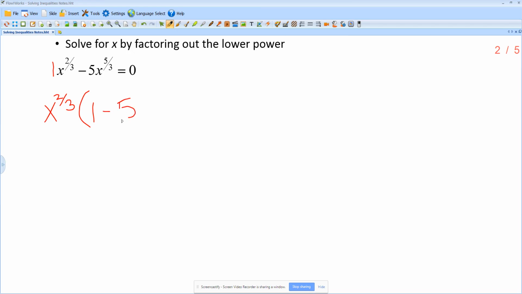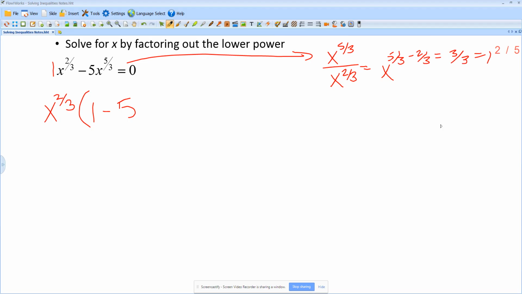Minus, we know we'll have that 5. And again, x to the 5/3 and x to the 2/3. What you're doing is x to the 5/3 over x to the 2/3, which means you'd be subtracting 5/3 minus 2/3, which gives me 3/3, which is 1. So this is x to the first power.